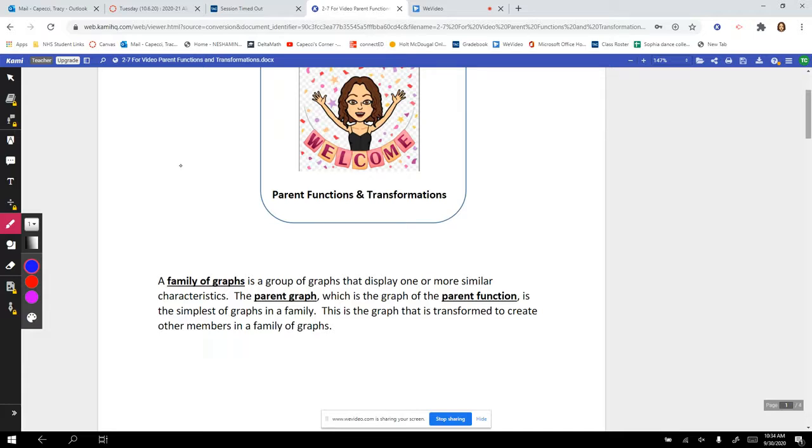So I know that's very wordy. Basically, it means that we're starting with the parent graph, and we're going to enlarge it, or narrow it, or shift it right or left or up or down. But we have our starting point. Our starting point is our parent graph.